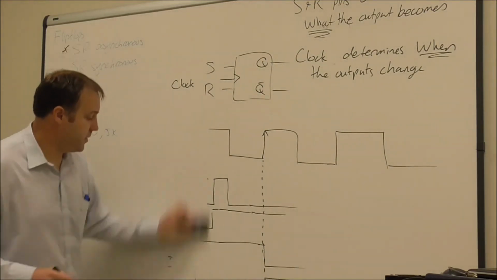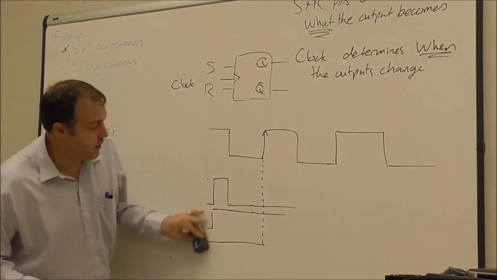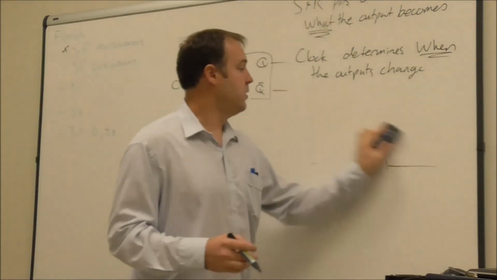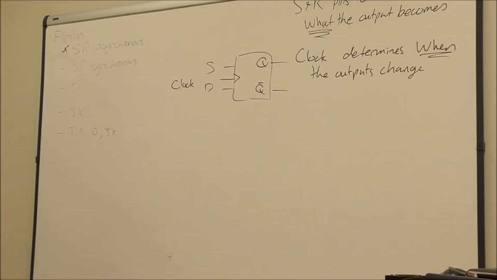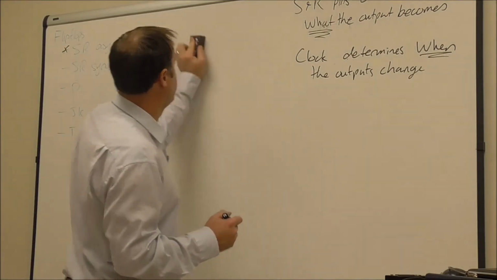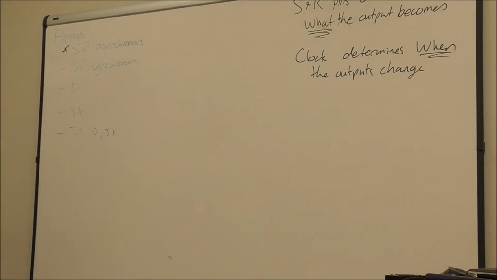Okay. Now all of these flip-flops are made simply using AND gates. You do not need to know how they're made. You don't need to be able to draw how they're made. In your notes, I think you'll find a diagram that shows.